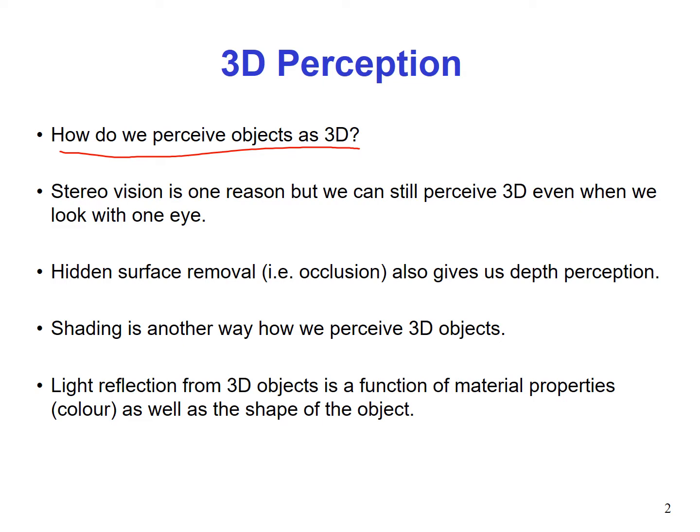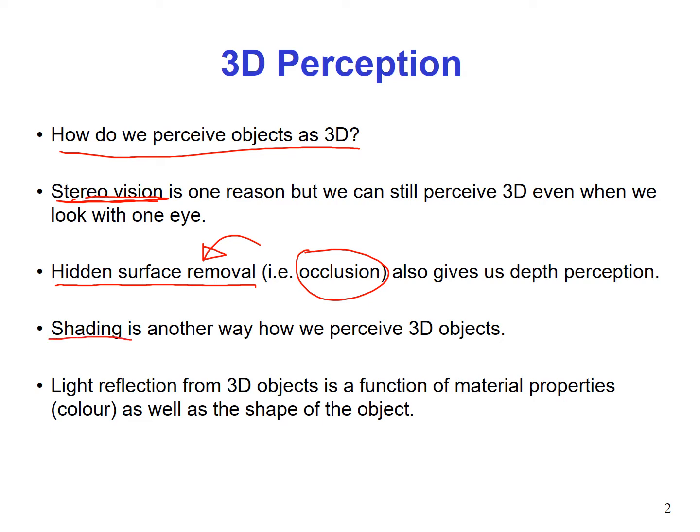Well, stereo vision is one way we can perceive 3D objects. If you close one eye and look at objects with the other eye and then swap your eyes, you will see a shift between the location of objects, especially the ones that are close to you. This is how we perceive 3D, but there are other ways as well, such as occlusion, which is performed with hidden surface removal in computer graphics. So if an object is occluding another one, the one that is more visible is closer to us.